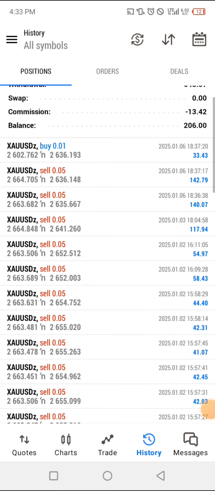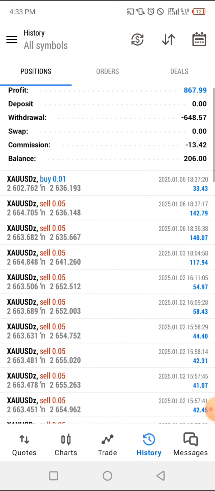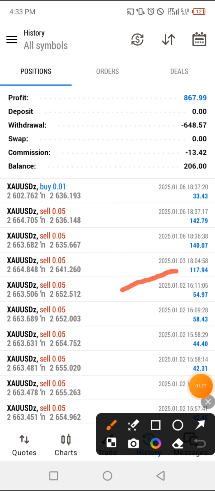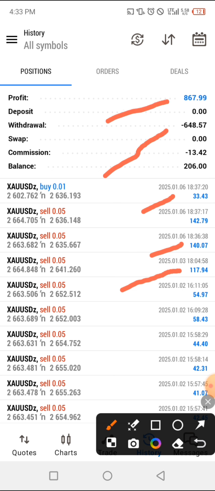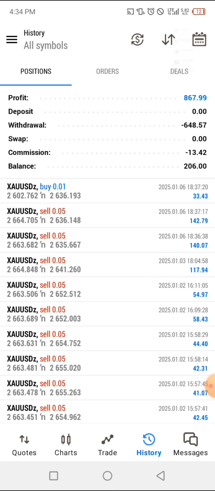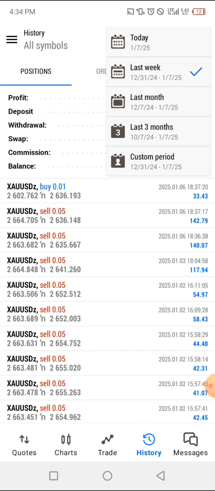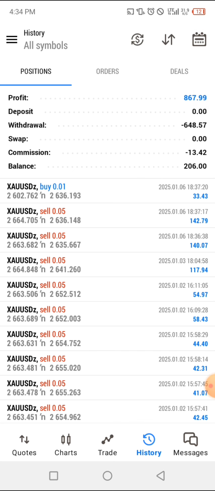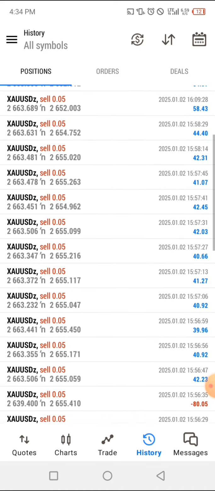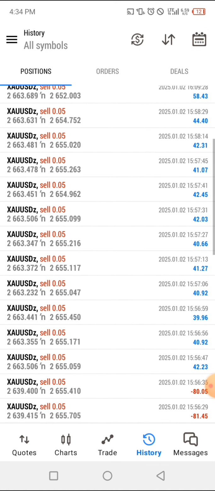Now, if you look at these accounts, you see that I've been trading these accounts for quite some time. If you look at the dates right here, all of the dates there, this is just some days ago, okay, and if you look at this account, I've made a profit of $867, okay, and I've withdrawn 648, okay, and I have a balance of 206, okay. So this is just last week trading, okay. This is just last week trading history, okay. So I'm not just giving you a strategy, I'm showing you something that I actually use, okay.